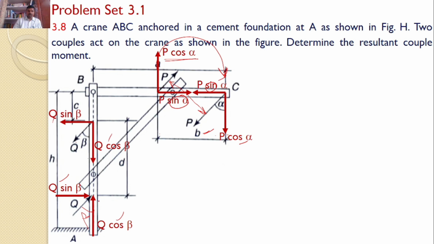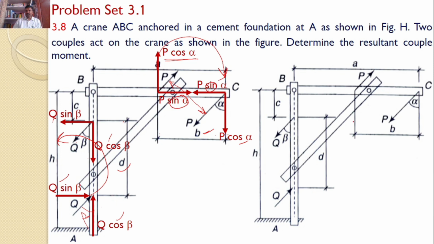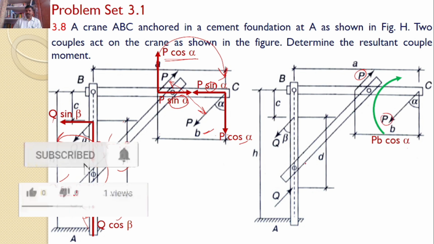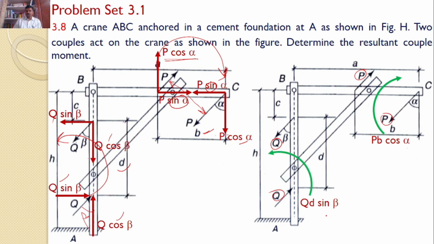These two horizontal forces are equal and opposite, and they will introduce a moment in this direction, and the distance between these two is given as D. So I can replace these two forces with a couple moment with magnitude Q sin beta times D. So this is the given diagram. These two P forces I replaced with PB cos alpha, and these two Q forces I replaced with QD sin beta.